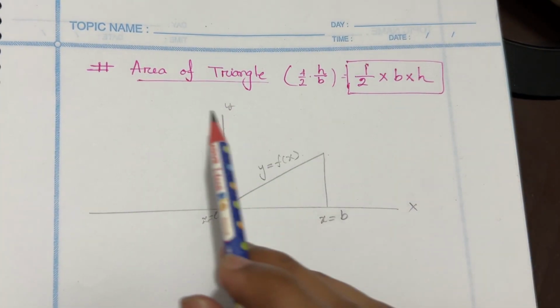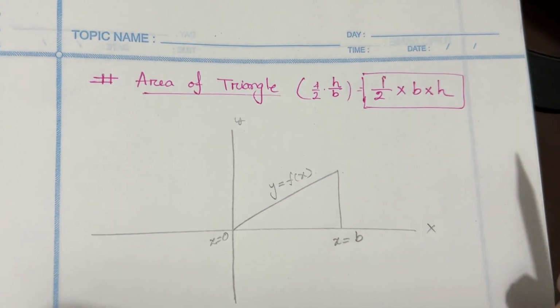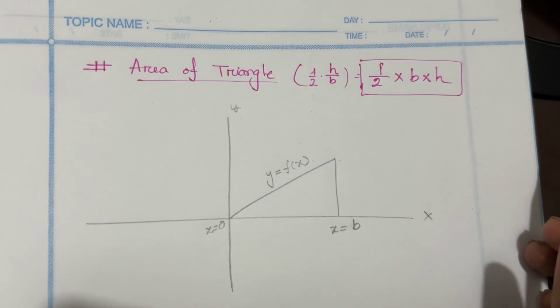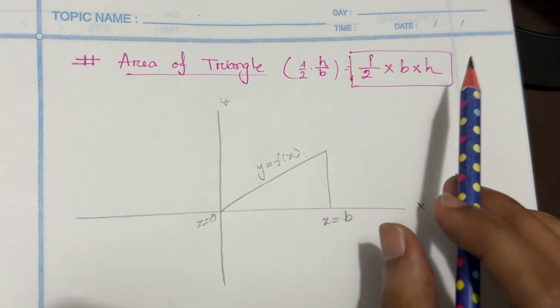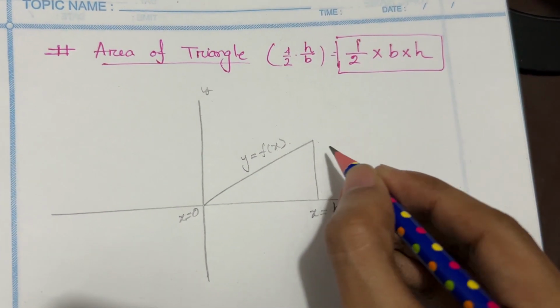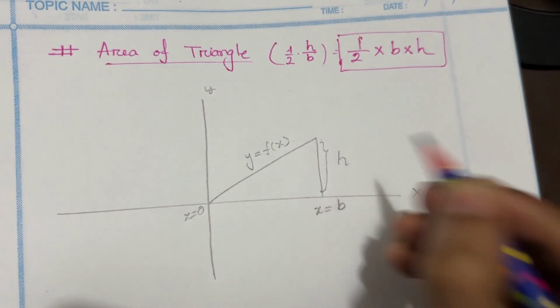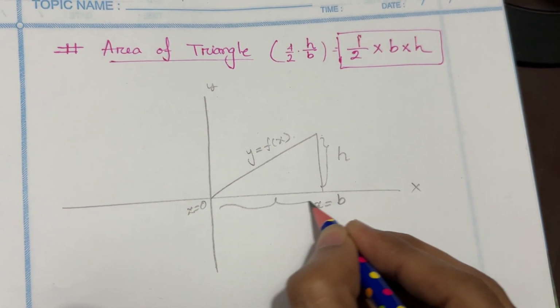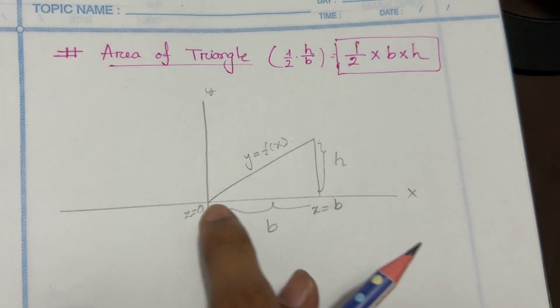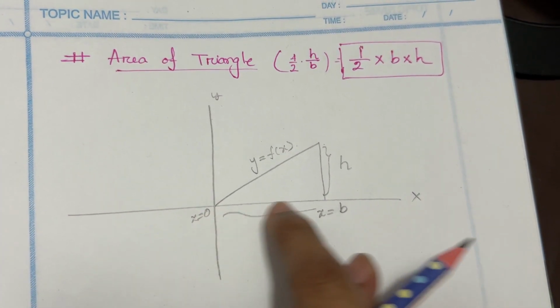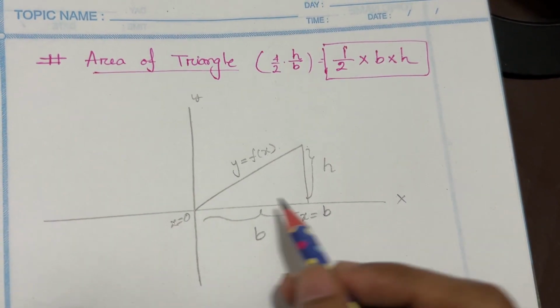So now we're going to calculate the area of the triangle using the power of integration that we have just learned. So we're going to use this formula. This would be our output, half times base times height. So this is the height of this triangle. This is h, and this is the base. Okay, so we're going to integrate it from 0 up to b. Okay, so this is the equation.